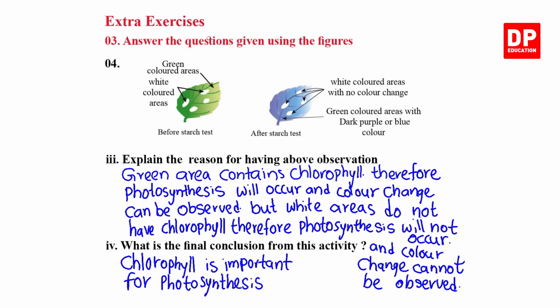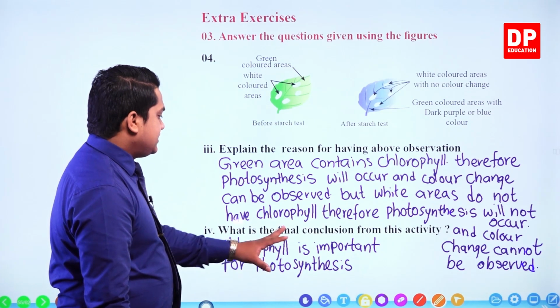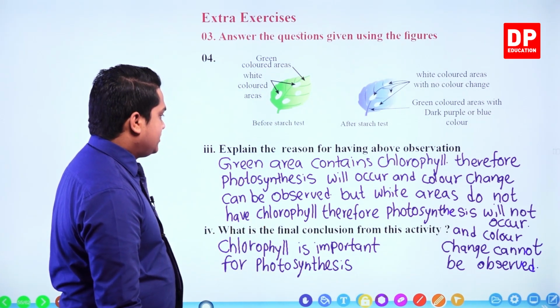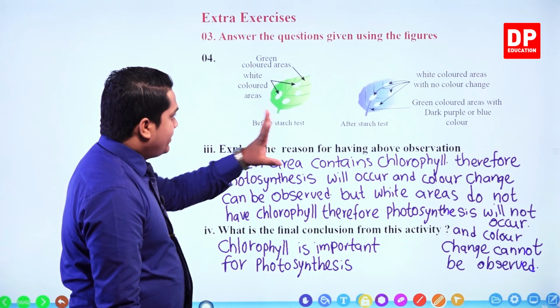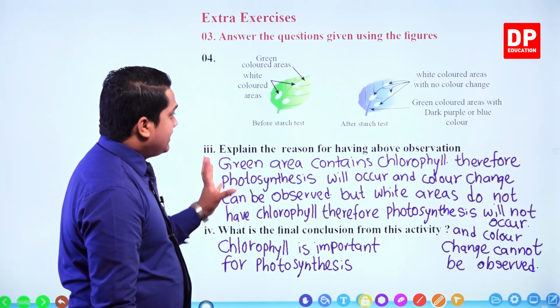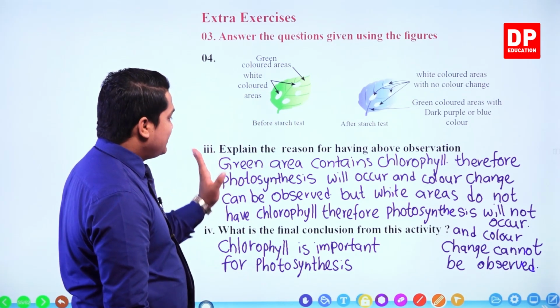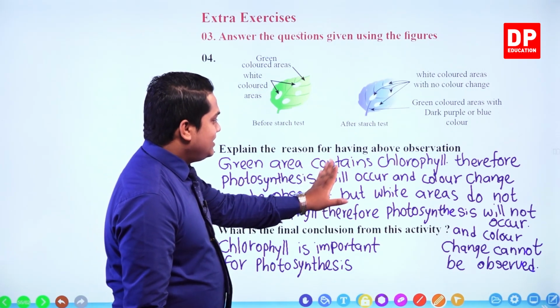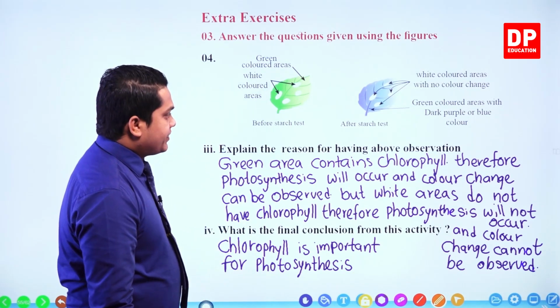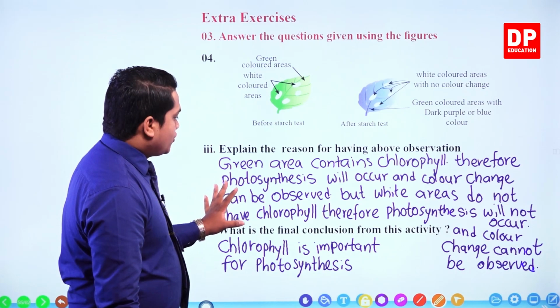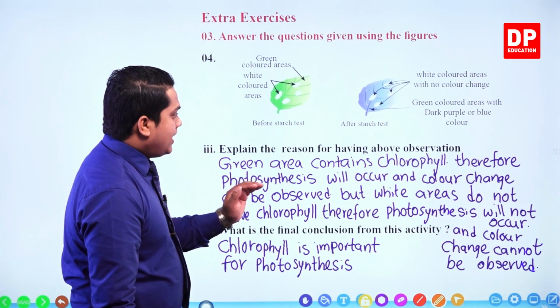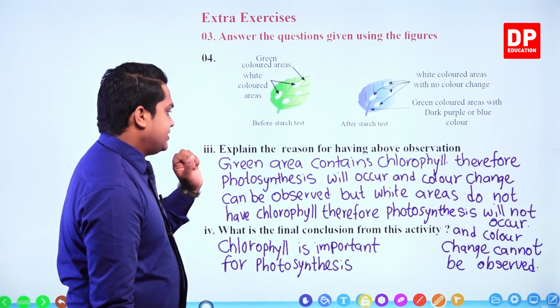This is the final conclusion that we can take from the experiment. So chlorophyll is important for photosynthesis. Once again, why are we getting this kind of an observation? It's because the green area contains chlorophyll. Therefore, photosynthesis will occur and color change can be observed.